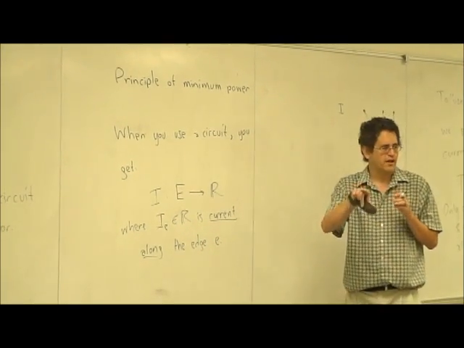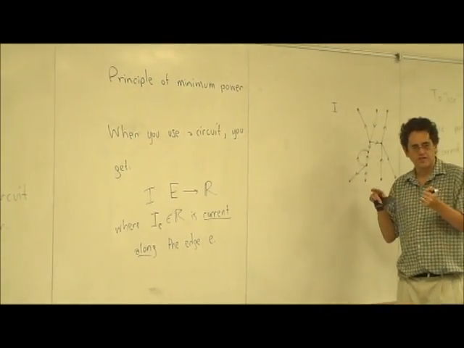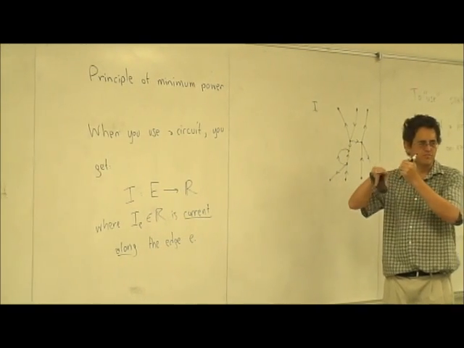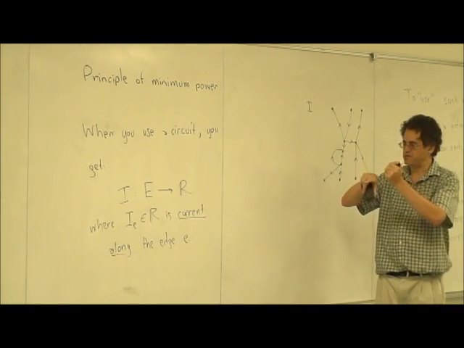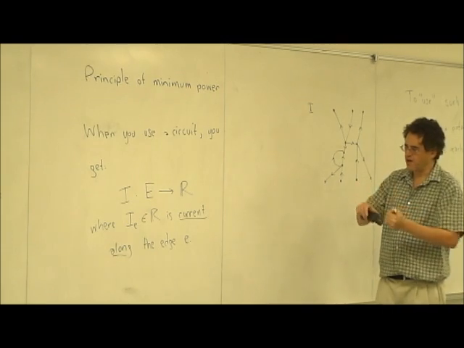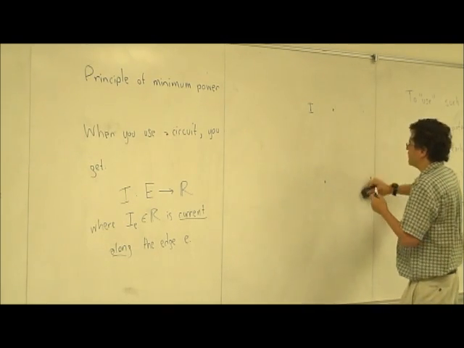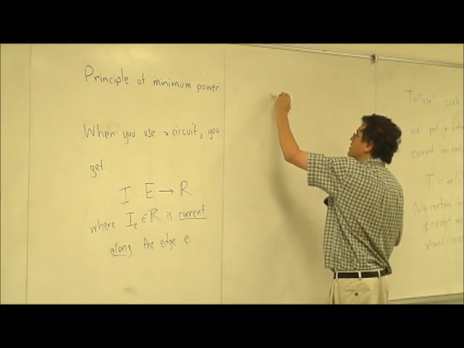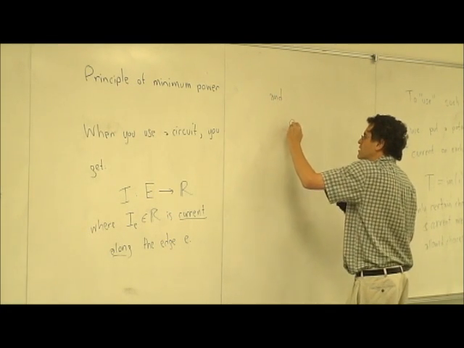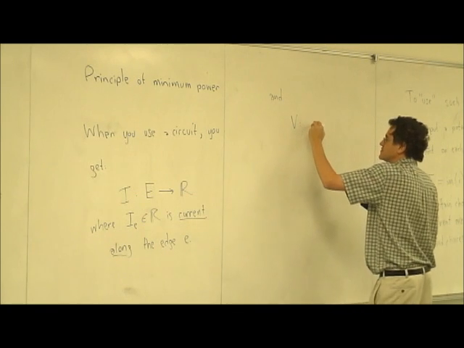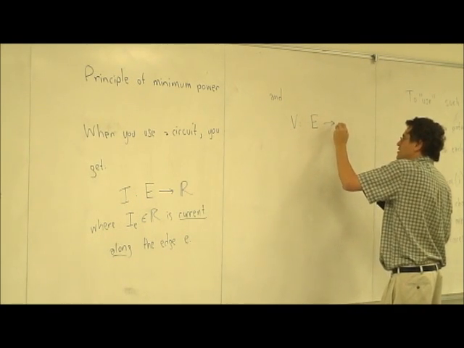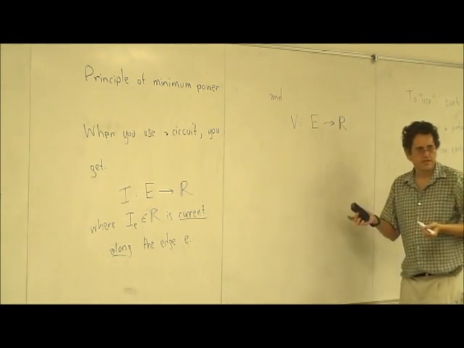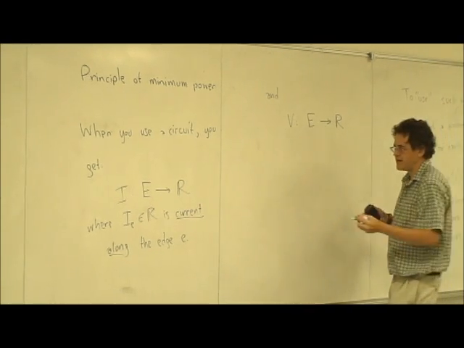Remember, our edges have little arrows on them. It's a directed graph. So if the current is 5, you should imagine some current of 5 amps, if you care about units, flowing along that edge in the direction of the arrow. And then a second function, the voltage, again assigns a number to each edge.